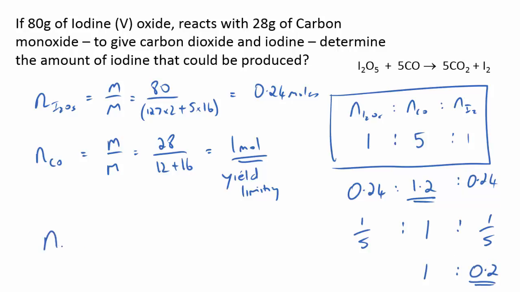So the amount of iodine that we can make given the 80 grams of iodine oxide and 28 grams of carbon monoxide is 0.2 moles. Obviously, if the question had asked for the mass of iodine, we would then use the same formula here to bring it back to a mass that could be produced. But this is our yield limiting question as it stands.